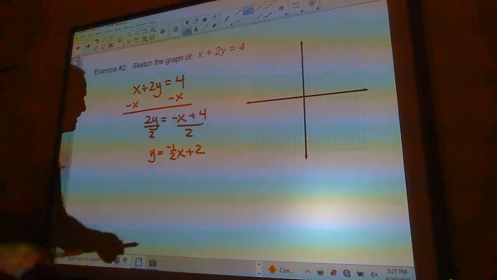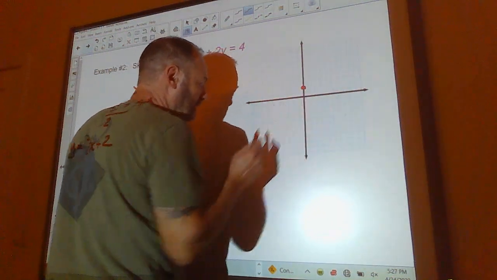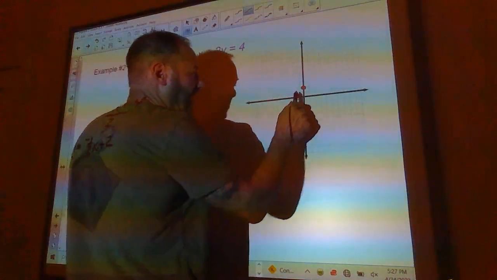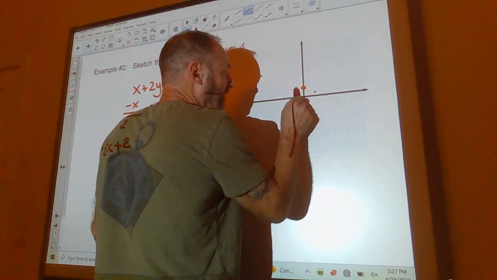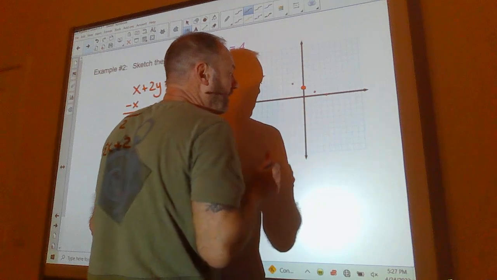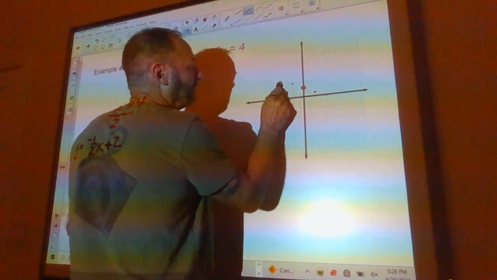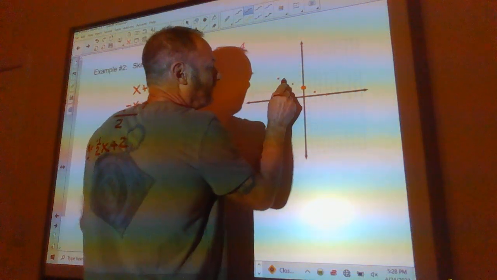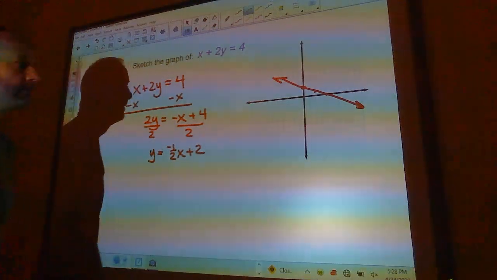So there's my line. My y-intercept is going to be 2. My slope is going to be negative 1/2, so it's going to go down 1, right 2, down 1, right 2. Or I can go up 1, left 2 if I wanted to. And now I'm going to draw my line. Oh, it's a terrible line, but you get the idea.